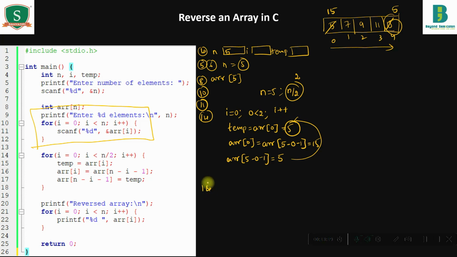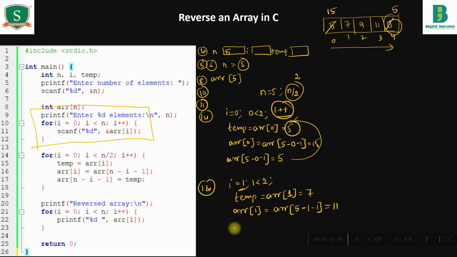In the 14th statement again, I is equal to 1, because here the I value is incremented to 1. 1 less than 2. Temporary is equal to array of I. What is the I value right now? I value right now is 1. Array of 1 is 7, so temporary is 7. Then array of I, that is 1, is equal to array of n, 5 minus I value minus 1, that is array of 3. Array of 3 is 11, so we are updating the value. Array of 1 is equal to 11.